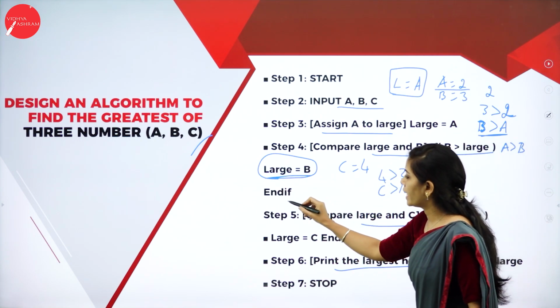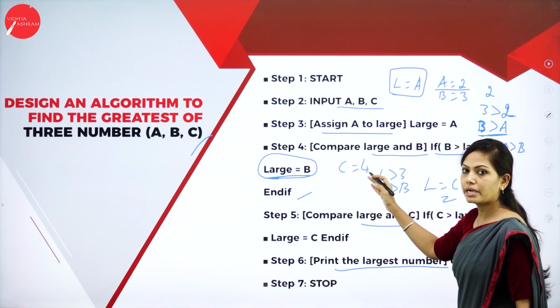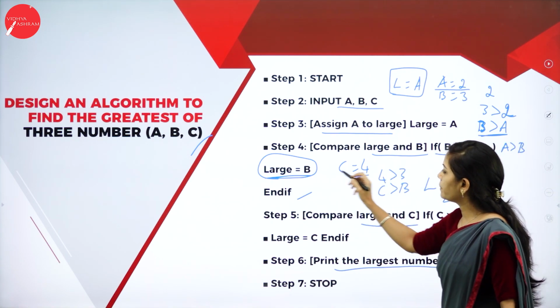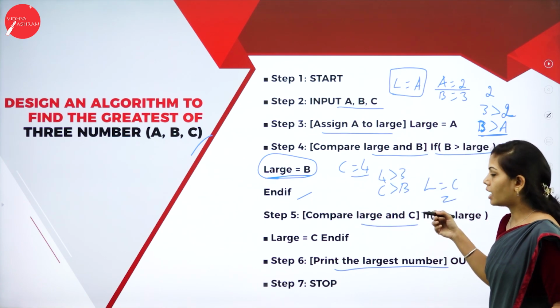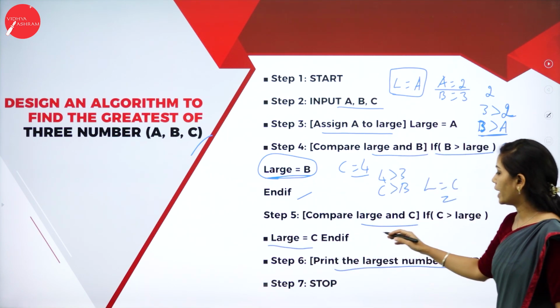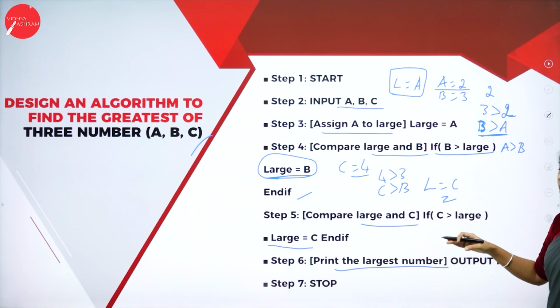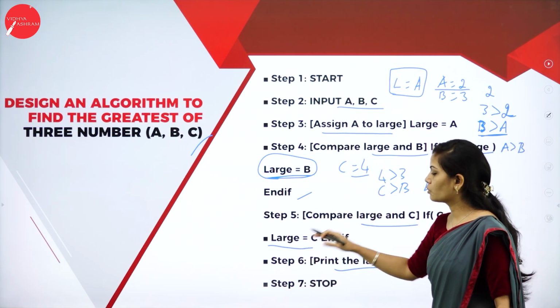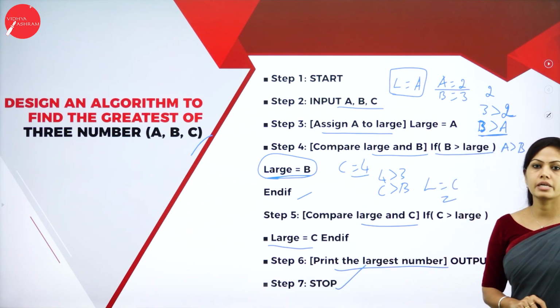And next step, end if, and compare this large with C. My C value is 4 and B value is 3. So 4 is greater than 3. So now my large value will be C. Large is equal to C. So end if, and print the largest number. Here the largest value is C. Output is large. You can terminate this algorithm.